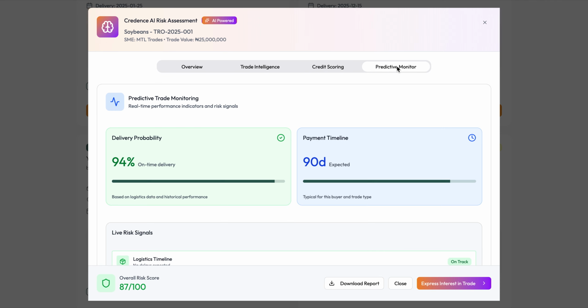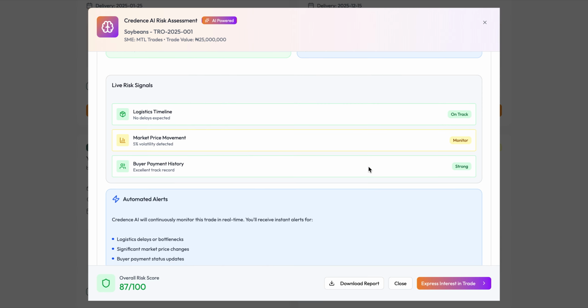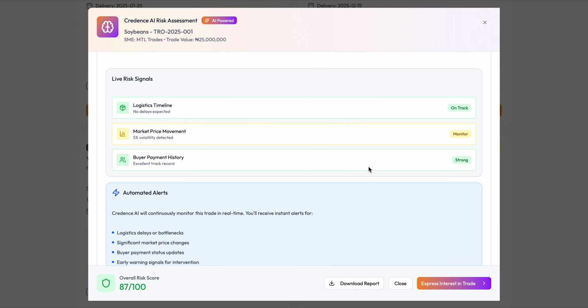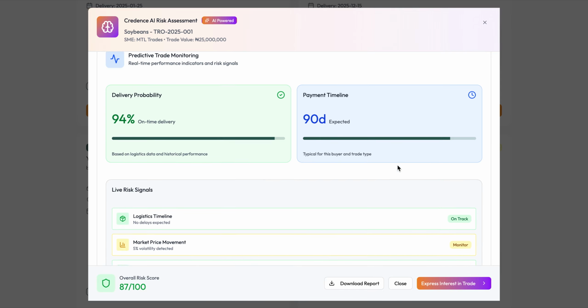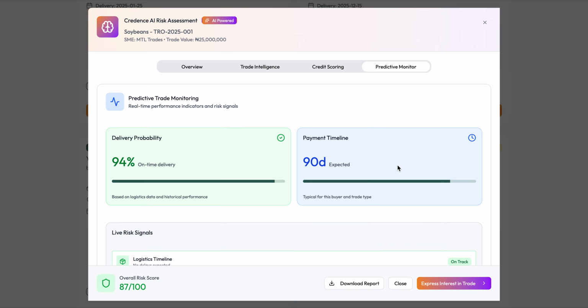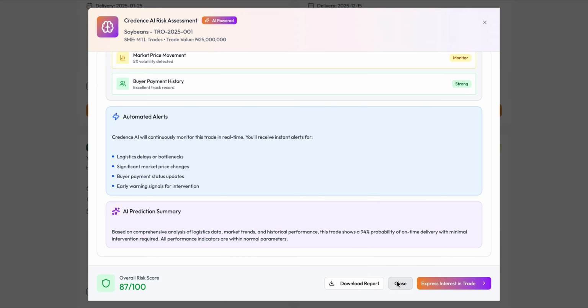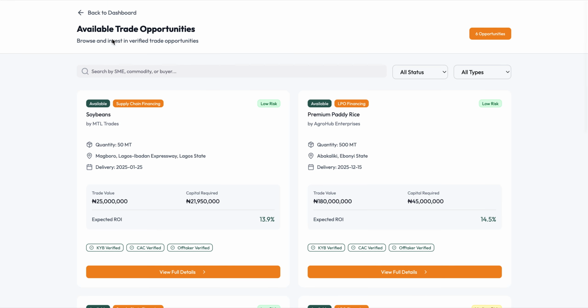This shows visibility as a financier. And this is the kind of work that we have been able to do properly at Credence, ensuring that capital partners can make more informed decisions. Speaking about trade probability, the payment timeline, and many more, this is how Credence supports businesses to make informed decisions.